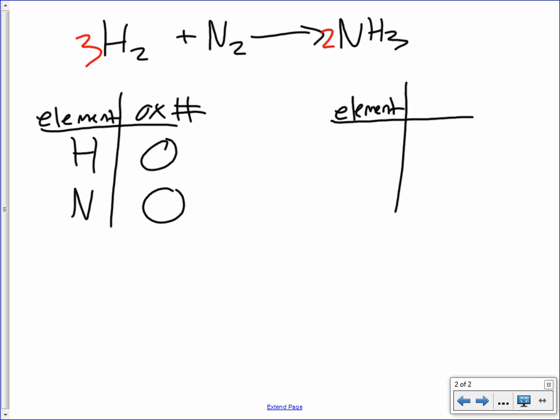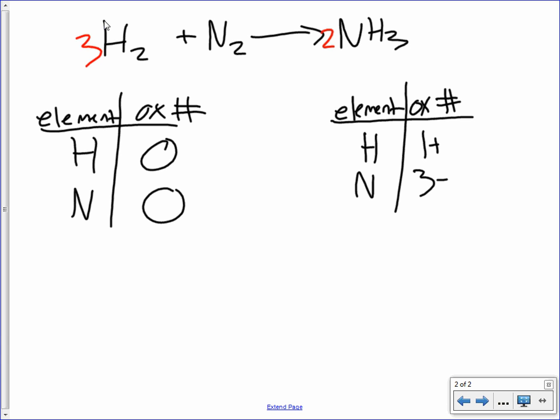Okay, now let's do the same thing for the products. Again, still have the same elements, hydrogen and nitrogen. But now they're part of a compound, so they're going to have a charge. They're going to have an oxidation state. So hydrogen is an ion, 1 plus, and nitrogen, a 3 minus, so that's going to be their oxidation numbers. And that makes sense because those charges balance out in that compound. Okay, so we have our oxidation states.